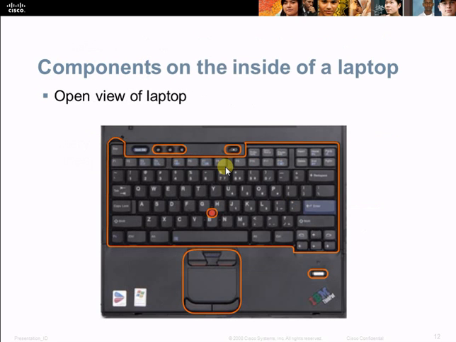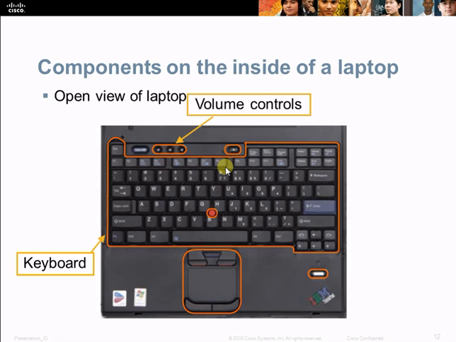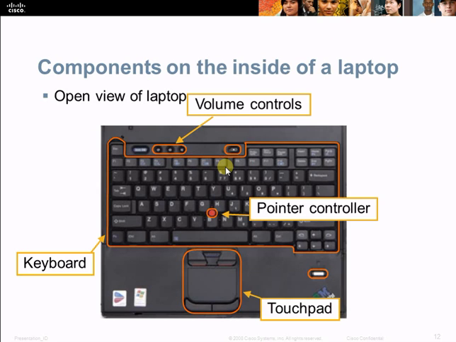And then on our top, we have our keyboard and our volume controls, pointer control, and touchpad. Remember, there's not a mouse. You can add a mouse, but in this case, touchpad. Not all laptops are going to have the pointer control. Power button. Again, this could be in a different location, depending on the vendor.